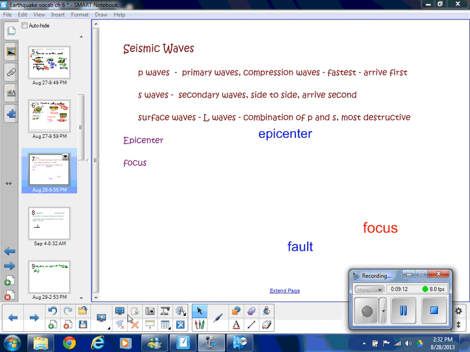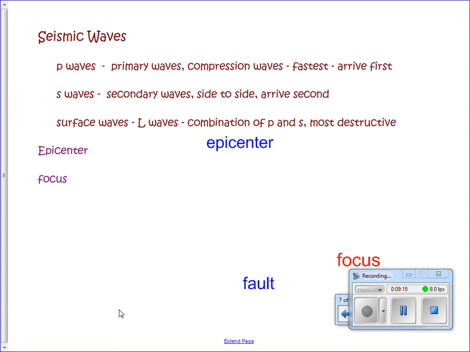All right, the next set of words that you need to know are the types of seismic waves. These are the earthquake waves. Seismic means shaking, so these are the shaking waves. A seismograph is a graph of the shaking. A seismometer measures the shaking, although we usually call the measurer a seismograph also. So these are earthquake waves.